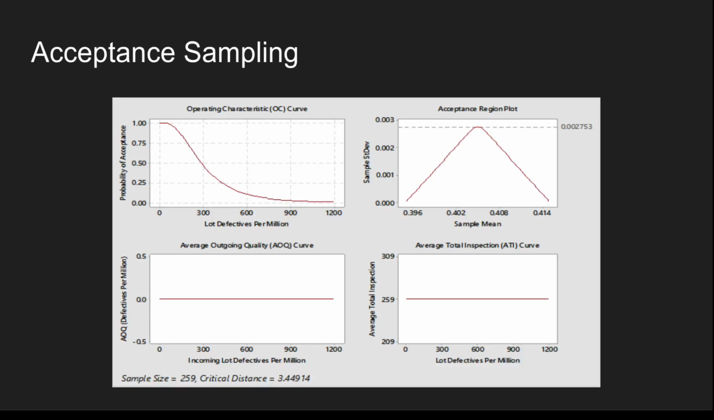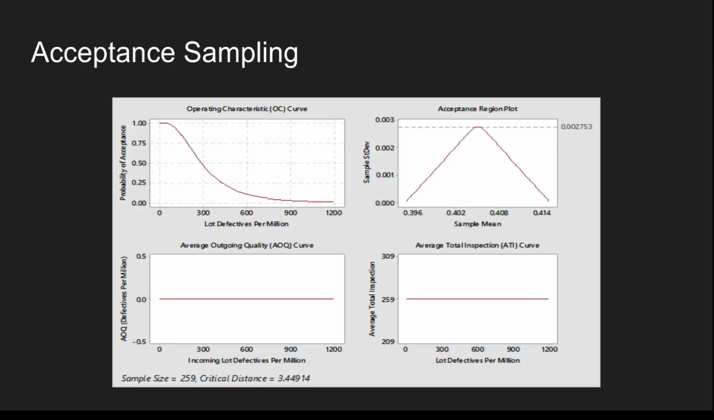For the acceptance sampling example, the following information was provided pertaining to the dataset. A camera manufacturer receives shipments of 3,600 lenses several times a week. The quality team takes samples of 259 lenses from each shipment and measures the thickness to determine whether to accept or reject the entire lot of lenses. A defective lens is one that is thicker than 0.415 inch, which is the upper specification limit, or thinner than 0.395 inch, which is the lower specification limit.